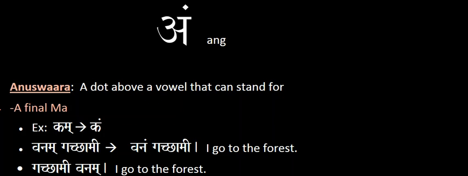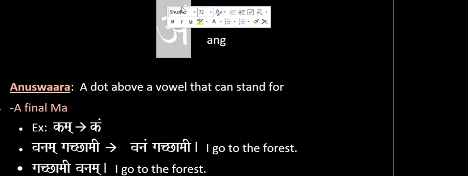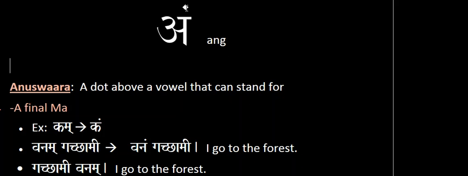Welcome back to lesson 10, where we will be focusing on the Anuswara. If we remember from lesson number 1, the Anuswara is the name of the dot above the letter Ang that was introduced to you. So if you remember this letter on the top here, this little dot up here is the Anuswara.